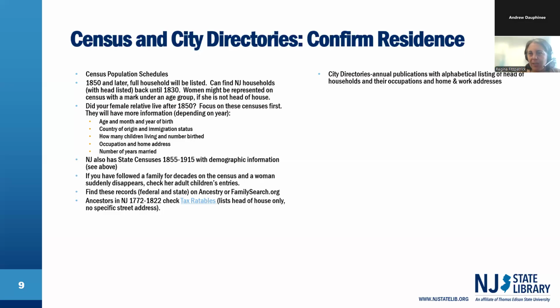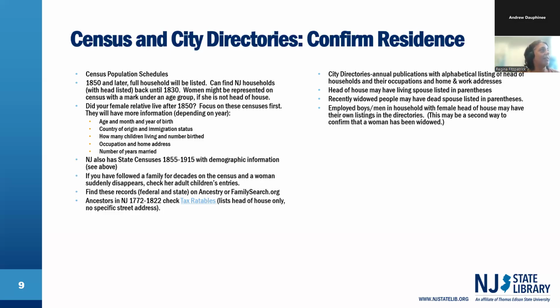What is very nice is that you may be able to overcome that 5-year gap between state and federal censuses by using city directories, because these are published every year and they're an alphabetical listing of the heads of household, their address, possibly their business address and their occupation. They may also have their living spouse or their recently deceased spouse in parentheses, which can give you clues as to when a spouse may have died, and may be useful for filling in census gaps.